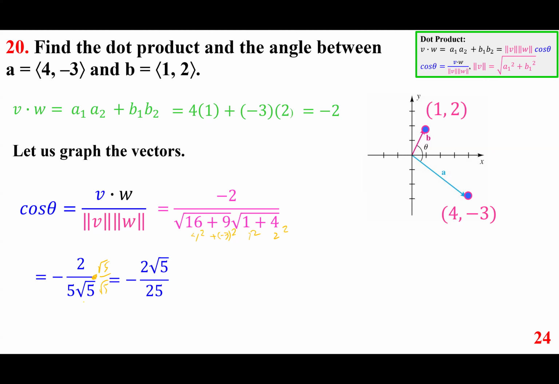So what is theta? Cosine inverse of this number. So the angle in between is 100.3 degrees. This angle is 100.3 degrees.